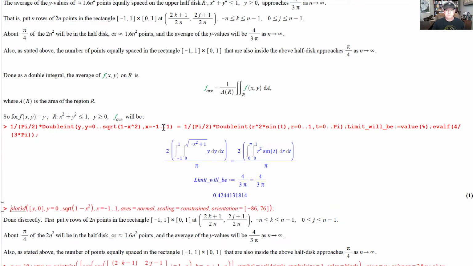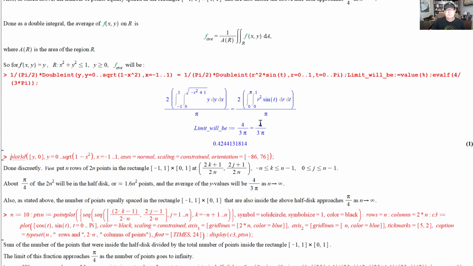So here's the integral. In two forms, you could do it: integrate from 0 to the top of the circle as x goes from -1 to 1, integrate y, and then divide by pi over 2, or do it in polar. Integrate y, which is r sine theta, times r dr d theta. So that would give me this integral divided by pi over 2. Either way, the limit is 4 over 3 pi.